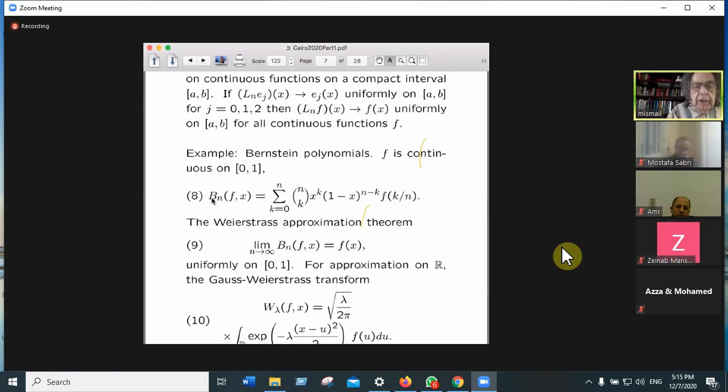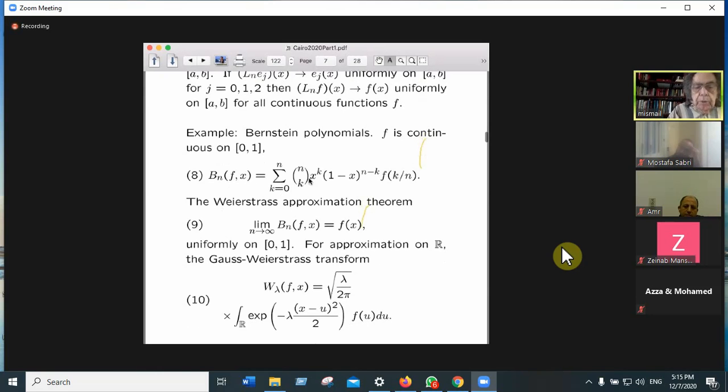He defined Bn f at x to be this sum. The f here is f of k over n. F is defined and continuous on 0, 1, so that's where these values are. And if I compute this object, I get a polynomial, obviously, of degree n. And if I let n tend to infinity, I recover the continuous function f. And this is uniform on 0, 1.